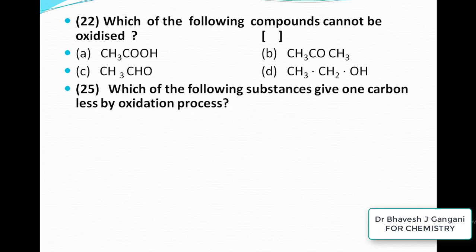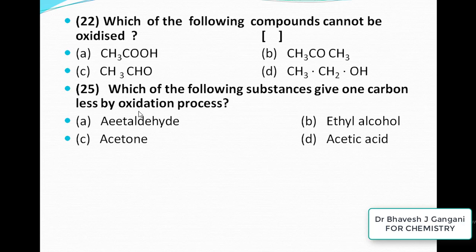Now, which of the following substances gives one carbon atom less by oxidation process? We have studied that by oxidation of ketone, whatever carboxylic acid is obtained, it has always one carbon atom less. So here, by oxidation of acetone, we will get acetic acid, having one carbon atom less. So answer is C, acetone.